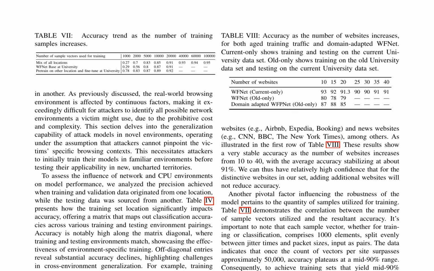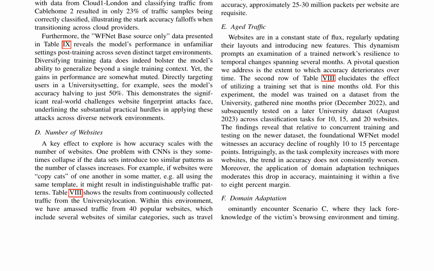The quantity of samples utilized for training is also pivotal, with Table 7 demonstrating that once the count of vectors per site surpasses approximately 50,000, accuracy plateaus at a mid-90% range. The analysis also examines the impact of aged traffic on the model's performance, with Table 8 showing that utilizing a training set that is 9 months old results in an accuracy decline of roughly 10 to 15 percentage points. However, the application of domain adaptation techniques moderates this drop in accuracy, maintaining it within a 5 to 8% margin.